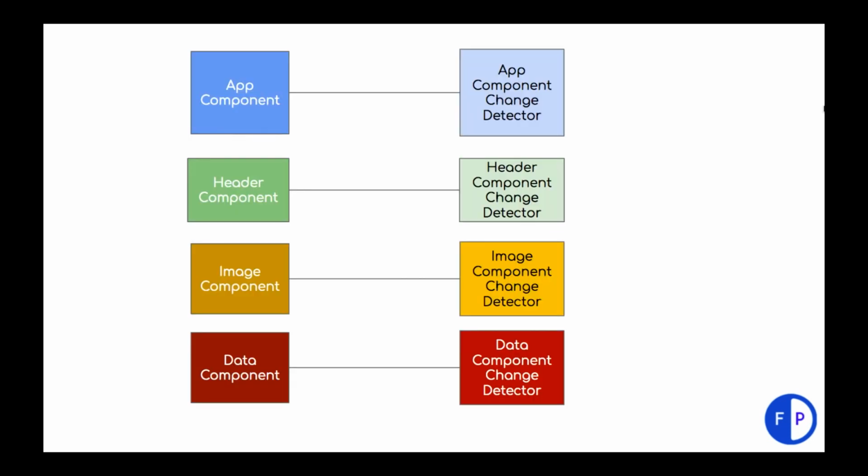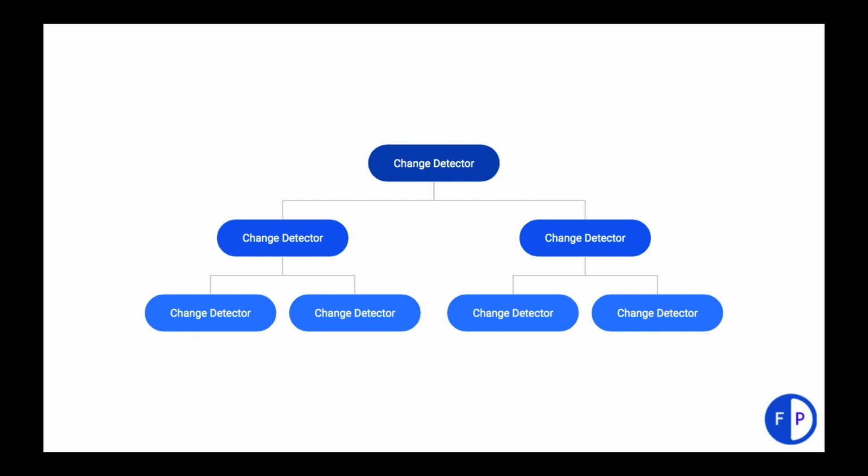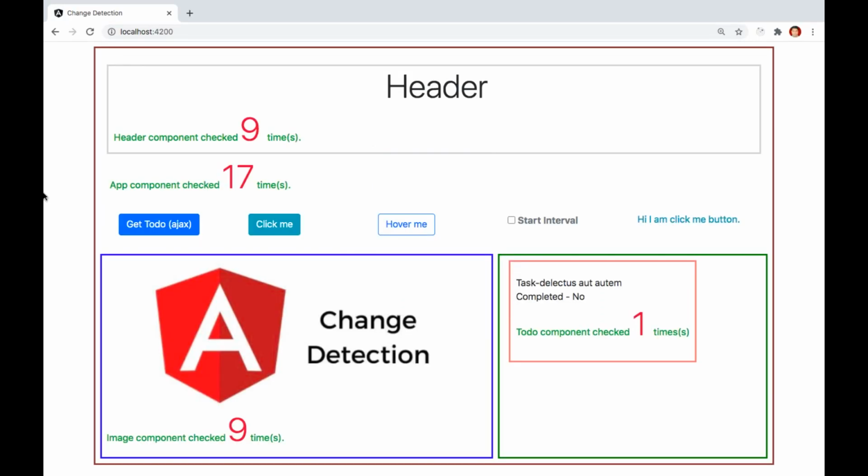So in our application we have 4 components, so it will have 4 change detectors. As we all know, the Angular application is a tree of components. So for each component in the tree, we have an associated change detector created at application startup. So this is how it looks like. Now you can see header component and image component are not going to change. So what we need to do is detach these from this change detection mechanism.